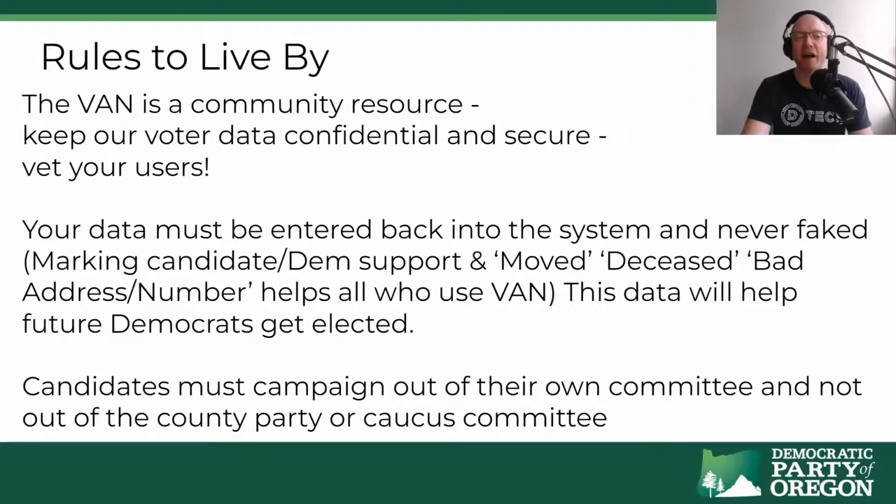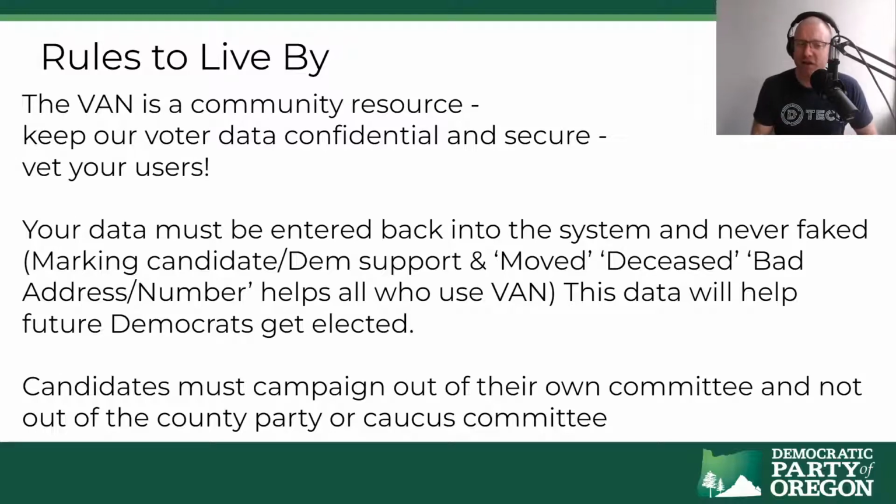Basic rules to live by. VAN is a community resource, so as Democrats, we've really lived our values of community and connectedness, making this one common system that benefits everyone in the Democratic sphere. So it's really important that we put our data back in the system, because it helps everyone, and it's going to help your own campaign down the road. If a number is marked as disconnected or someone has moved, and you knock on their door, you mark that in the system and it helps everyone make our data better.